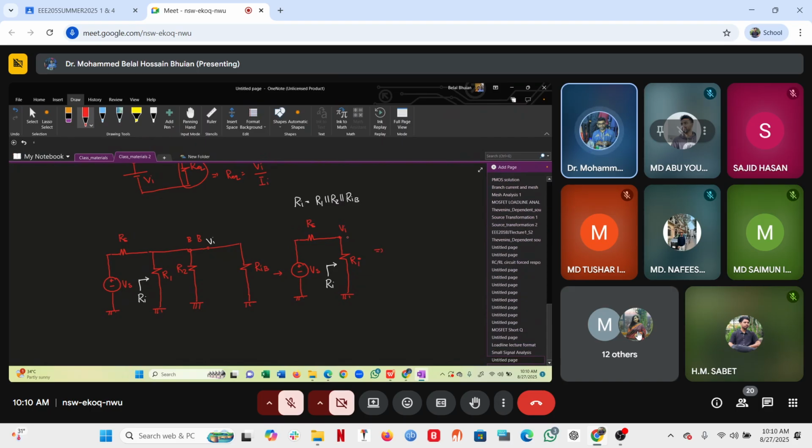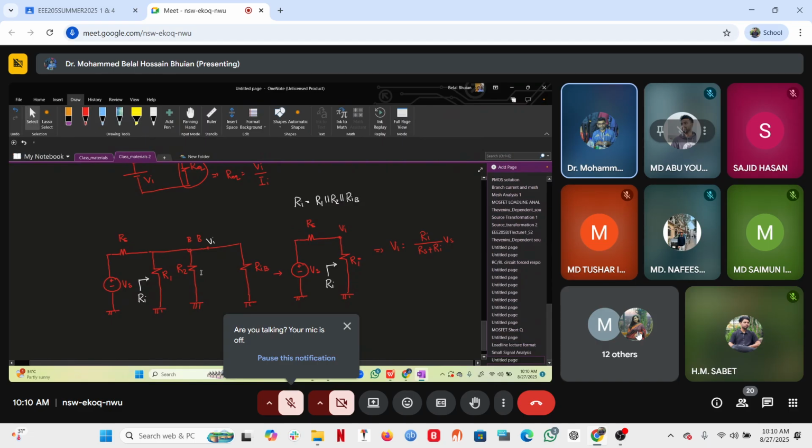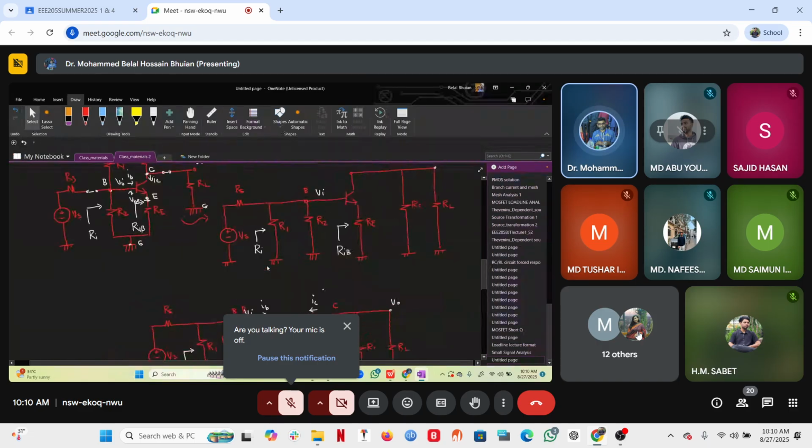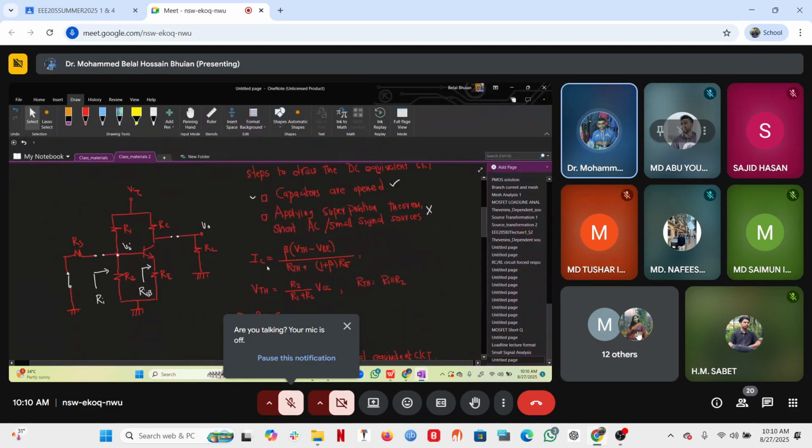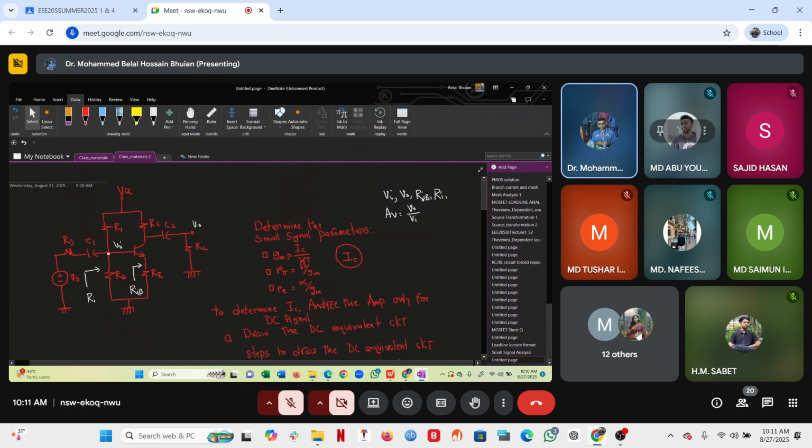And second thing, I can find what VI is using the voltage divider. VI can be written as RI divided by RS plus RI times VS. Okay, so I have determined VI, RIB, RI. I need to determine V0.